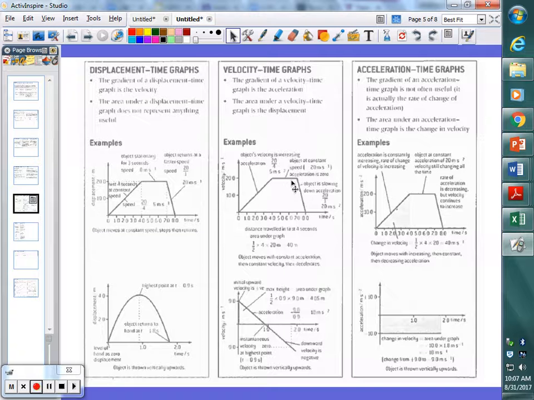Horizontal sections of this graph now represent not constant position, but constant velocity. This object is still moving from the interval 4 seconds to 7 seconds because it has a velocity. The velocity just does not change over that time interval. And then finally, from here to here, what's happening to that velocity?